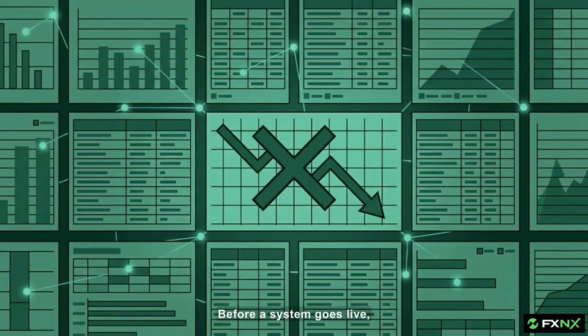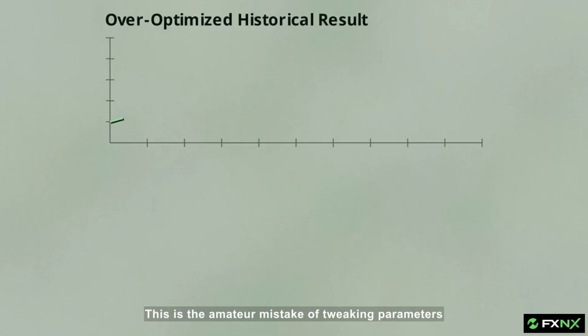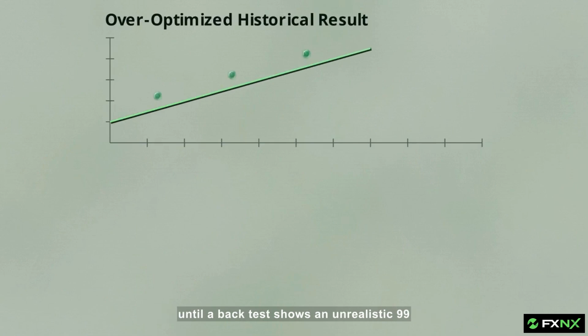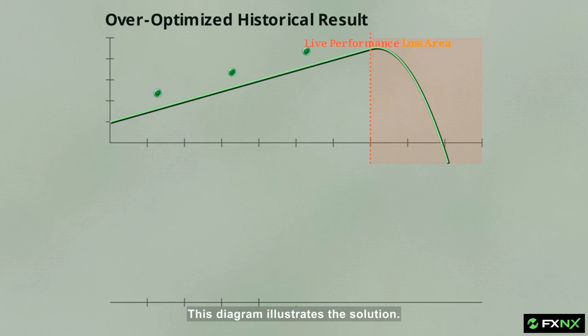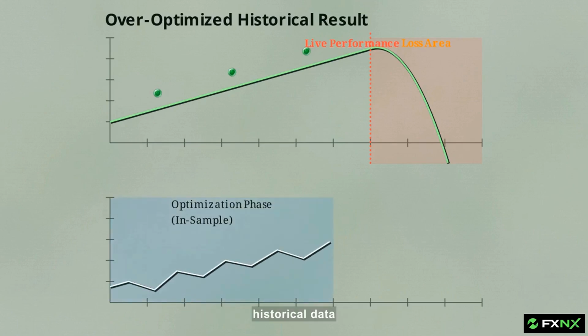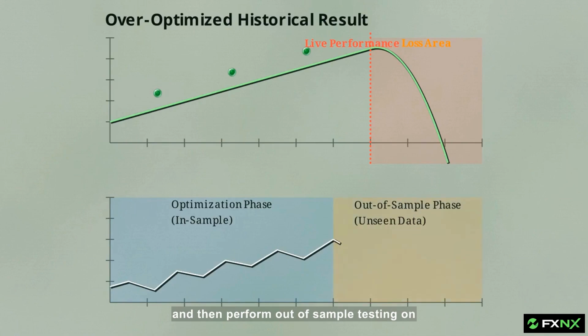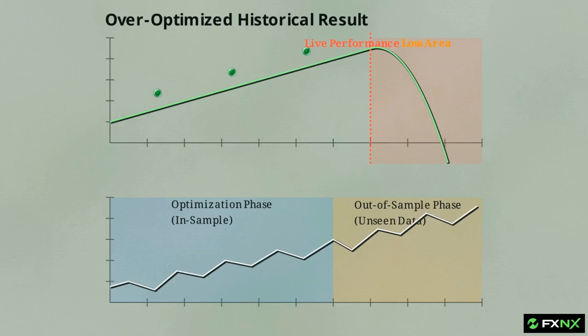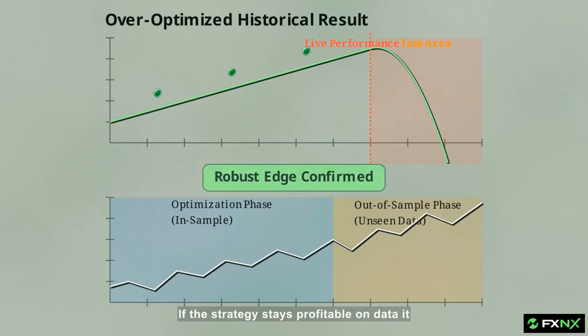Before a system goes live, it has to pass a final reality check to avoid the curve-fitting trap. This is the amateur mistake of tweaking parameters until a backtest shows an unrealistic 99% win rate on test data, which collapses in live markets. This diagram illustrates the solution. You optimize the EA on one chunk of historical data and then perform out-of-sample testing on a completely separate time period. If the strategy stays profitable on data it has never seen before, your edge is real.